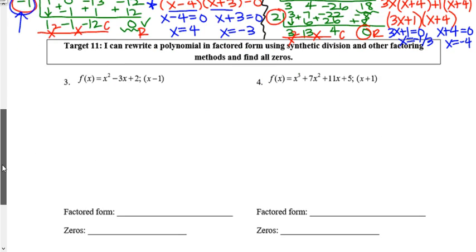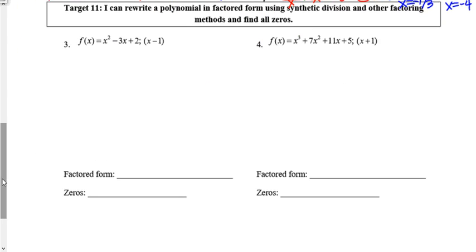Let's move down to target 11. I can rewrite a polynomial in factored form using synthetic division and other factoring methods and find all zeros. All right, so it wants us to use what they give us, the polynomial and the factor, and go ahead and do synthetic division.